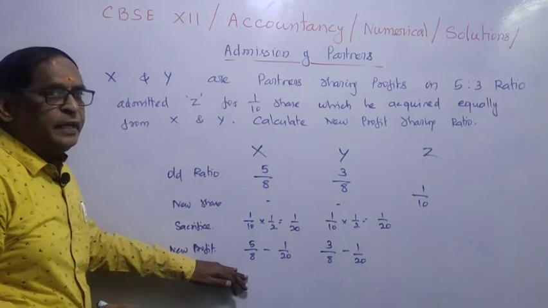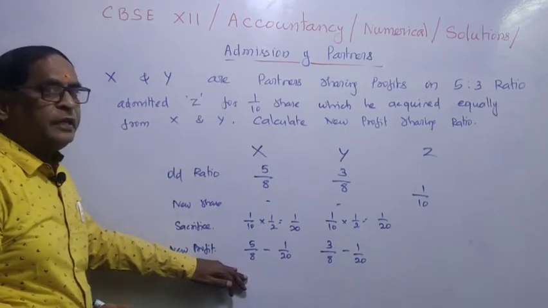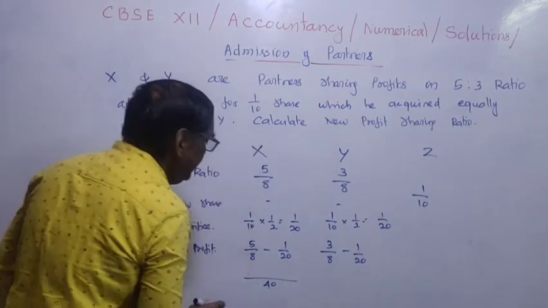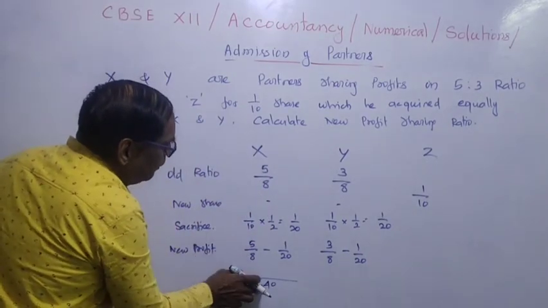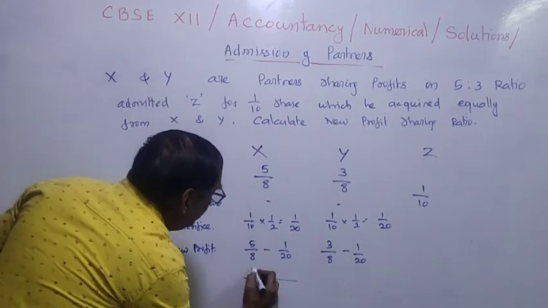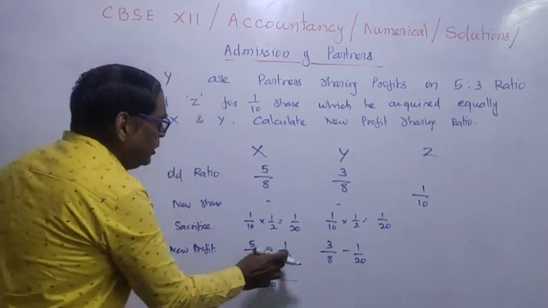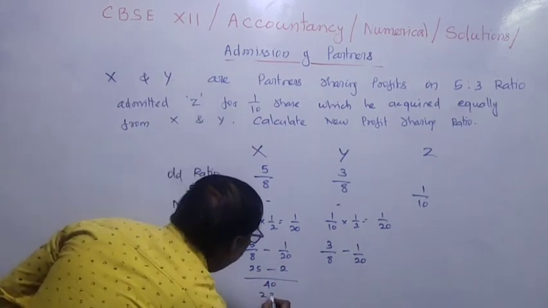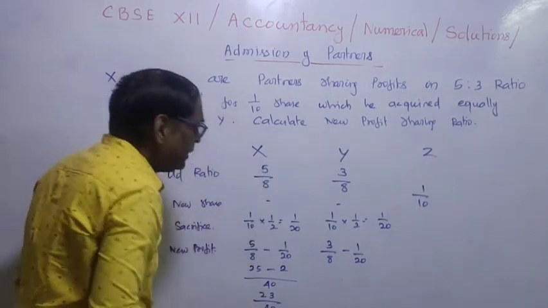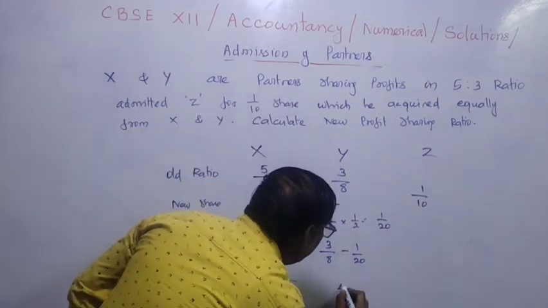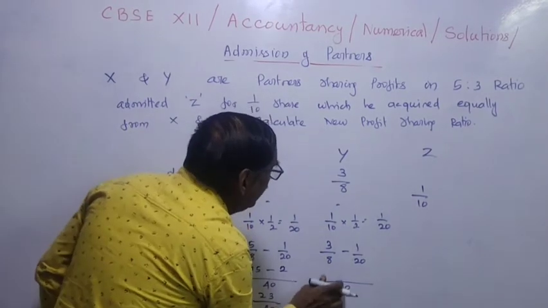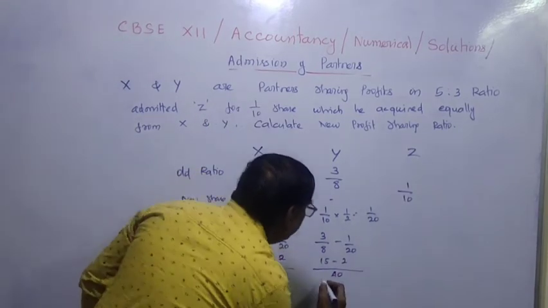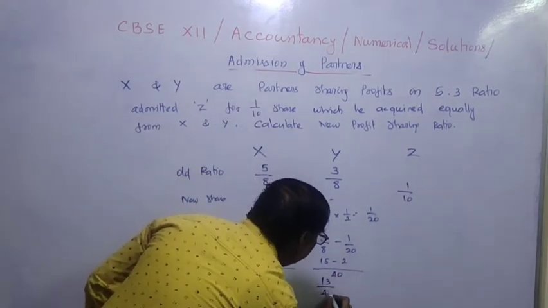So we can take LCM 40. For example, 8 out of 40, 5 times. So 5 into 5, 25 minus 20 out of 40, 2 times, so 2. So 23 by 40. Here we can take the same LCM 40. So 5 into 3, 15 minus 2 into 1, 2. That is 13 by 40.